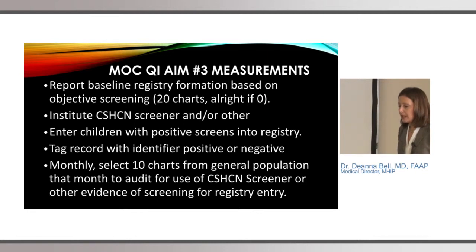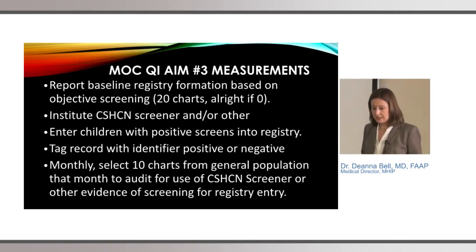So your third MOC aim is to form a chronic disease registry. And so the data points that you'll be reporting on, and we're actually going to recap all the MOC data points at the end of this presentation, just in case you missed some earlier. So at baseline, we're going to be doing 20 charts, and you'll pull those charts and see if there's any objective evidence for screening for your chronic disease registry. For a lot of practices, you don't have a chronic disease registry, and that number is going to be 0, and that's fine.